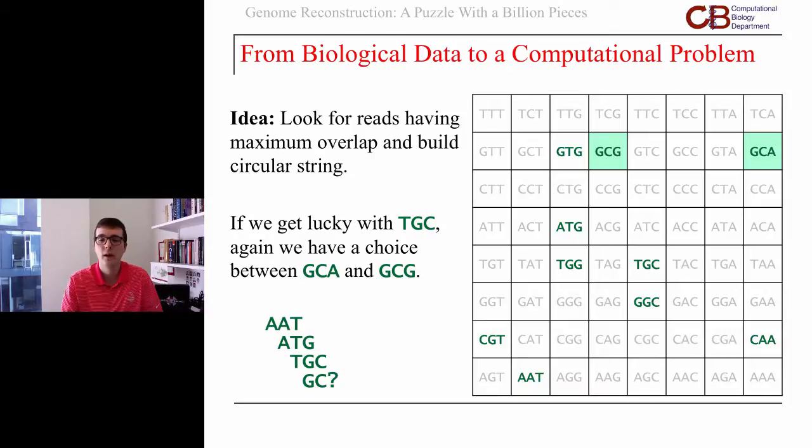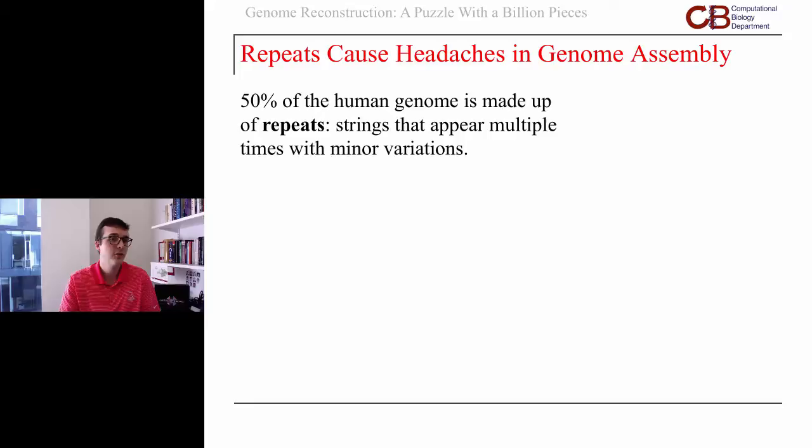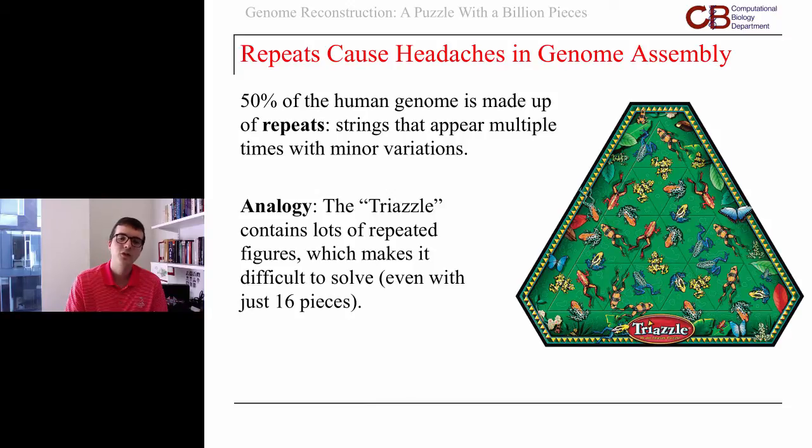Okay, so the repeated strings are what's causing the branching, and so half of your genome is repeated strings, or repeats that occur multiple times, say with maybe minor variations. And the reason why this makes assembling a genome that much trickier is that it's just like a jigsaw puzzle if you have repeated information. Repeated information in a jigsaw puzzle makes that puzzle really hard too.